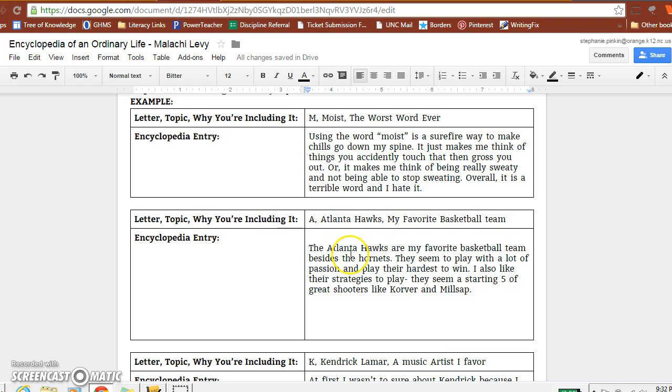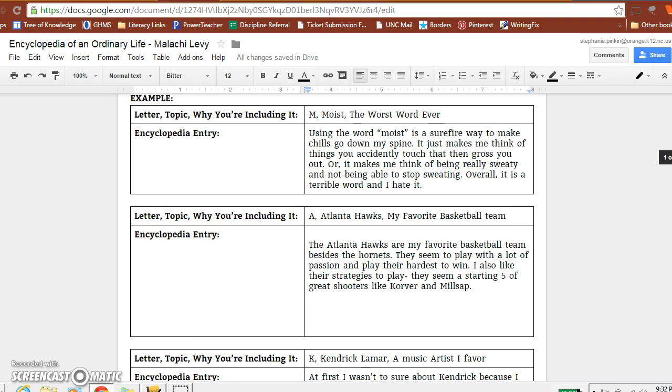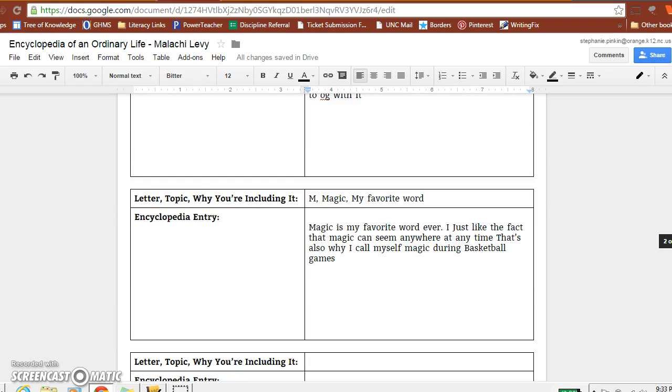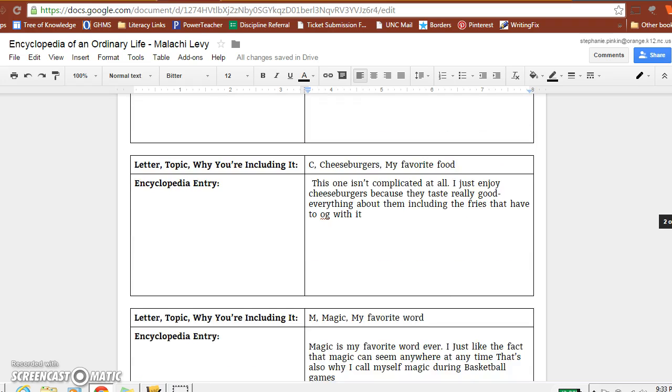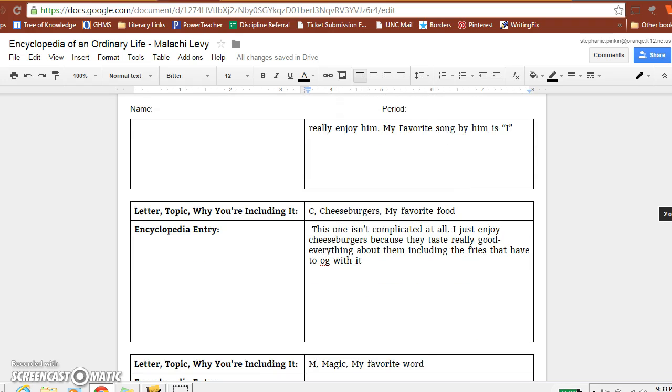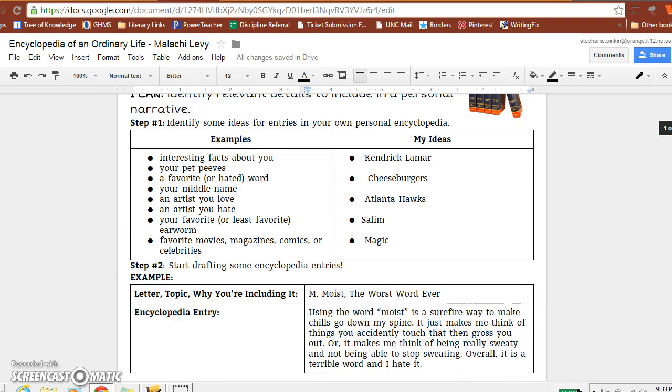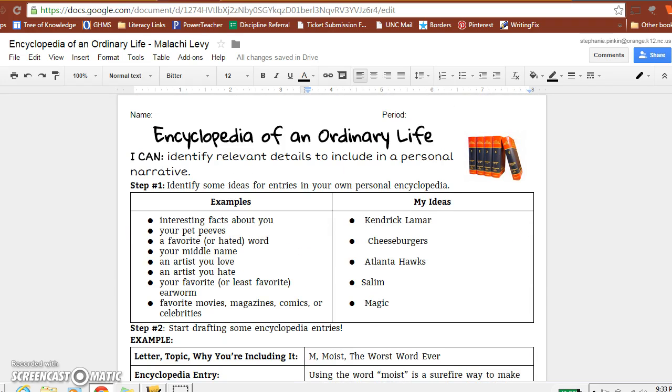So you can see here he ended up writing about the Atlanta Hawks, Kendrick Lamar, cheeseburgers, his favorite food, a favorite word, and then, as I said, eventually he made another whole document where he came up with 26 entries all about his life and his interests and interesting facts about him.